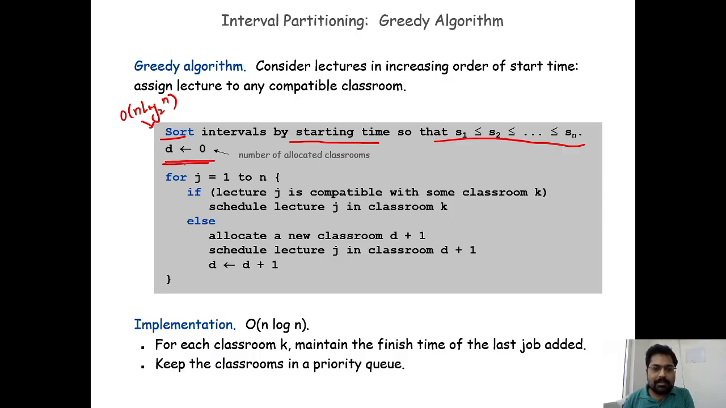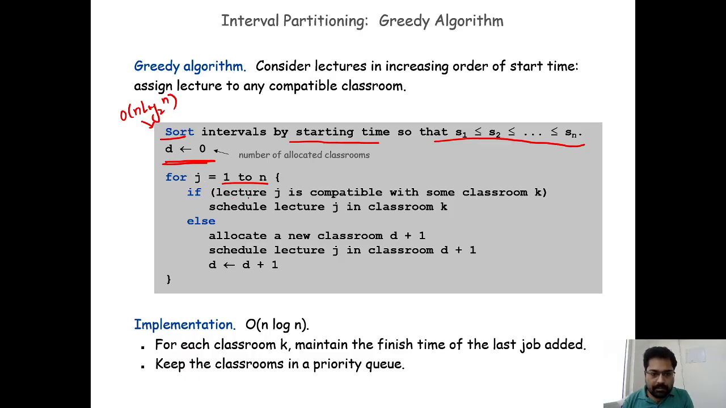Next, this d we introduced is the number of allocated rooms for each lecture. Based on the lectures, we are going to decide which room is vacant and which room we want to shift. For that case we have a for loop which runs from 1 to n, where n is the number of classes or lectures.